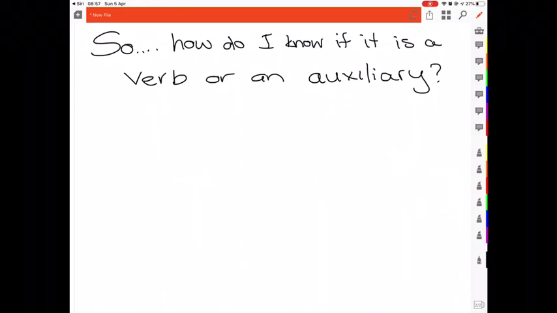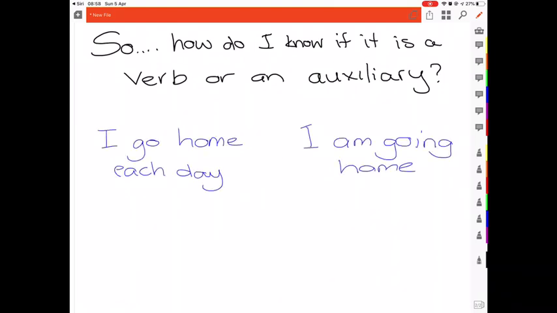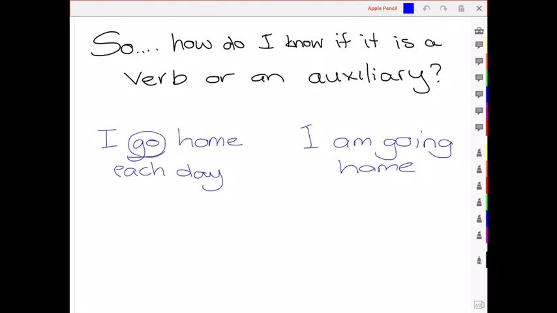So the purpose of this video is to show you the difference between a main verb and an auxiliary verb. So here there are two sentences. I go home each day and I am going home. In the first example, there is one verb, I go home. But in the second example, there seems to be two verbs, I am going home, which really means that it's a verb phrase, what we would call a verb phrase.